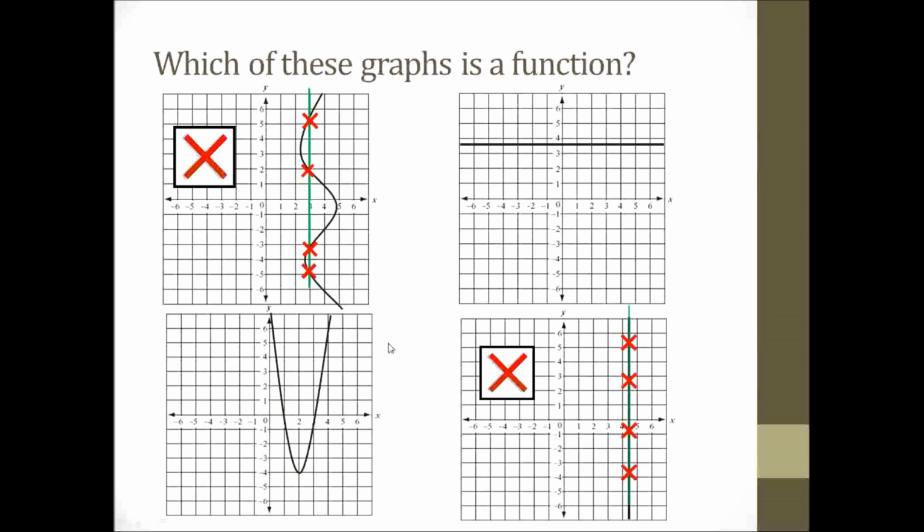Let's talk about these two. Draw a vertical line through this one. Draw a vertical line through this one. What do you notice? They touch once. Now I could draw a line everywhere else on this graph, and this one too. It will still only hit once. So it is a function.